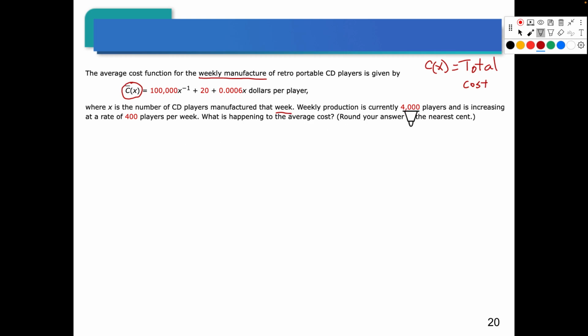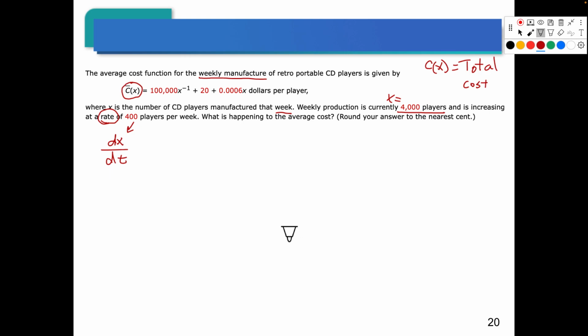Weekly production is currently 4,000 players. So that's X. It's increasing at a rate, remember, so look for that word rate, of 400 players per week. What is this number? This is dx. It's how the number of players is changing over time. Okay, so when you see the word rate, you know that that is a derivative. And in this case, we don't have to come up with the function. They gave us the function.